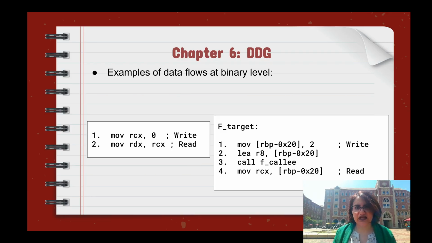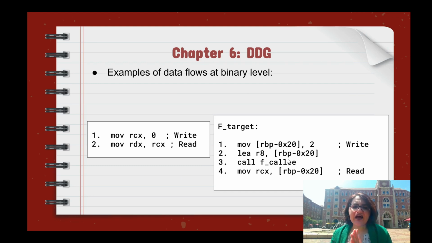Okay, here in this slide, I have two examples that show data flows at the binary level. On the left side, we have two assembly instructions. In the first instruction, we copy value 0 into register RCX, and in the next instruction, we read that register and copy it to register RDX. So in the first instruction, we have a write to the register, and in the second, we have a read from that register. Because between line 1 and line 2 there is no other instruction that modifies the value of RCX, we can say that the value in line 1 is the same value in line 2. So line 1 and line 2 are data dependent on each other.